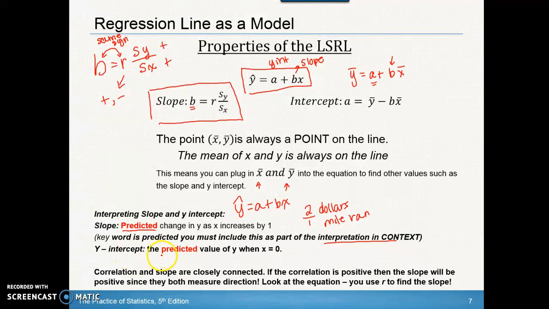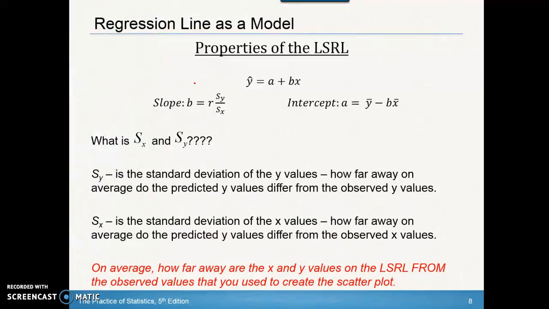The y-intercept is the predicted value of y when x is equal to 0. Remember, that's always when x is equal to 0. Just be careful that you're using that word predicted. Correlation and slope are closely connected. We already went over this. If the correlation is positive, then the slope is positive since they both measure the direction. And we also use r to find the slope.